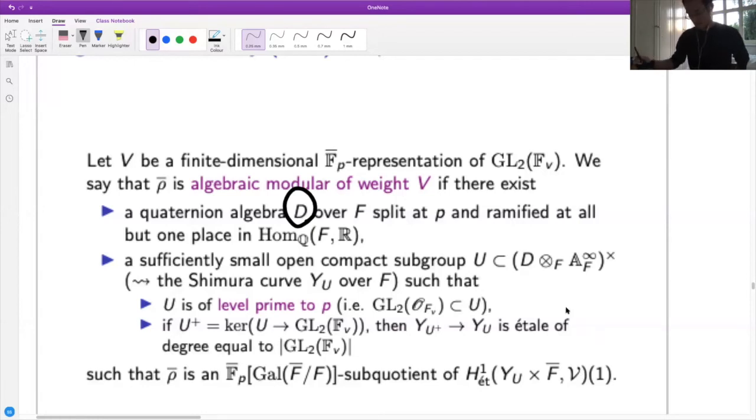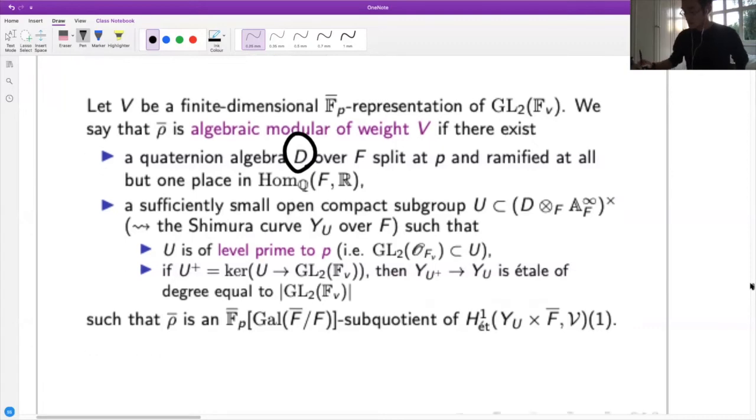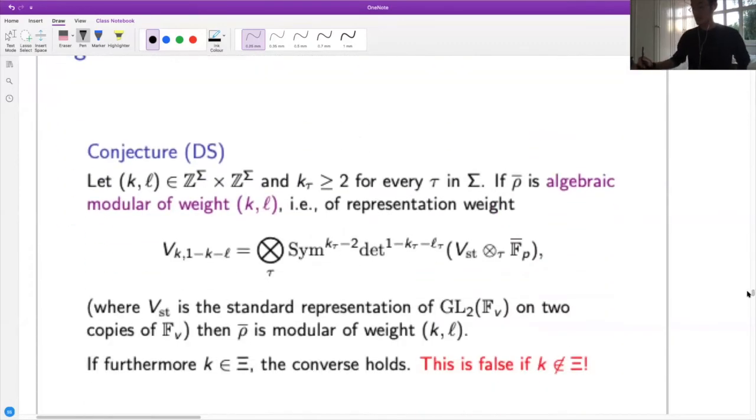So basically the rho bar would appear in the étale cohomology of the Shimura curve, up to some twist, with the coefficient given by the representation V. So here's a conjecture that relates the notion of algebraic modularity to the geometric modularity that I defined. Let KL be a pair of integers, and I assume it to be regular in the sense that every single k tau is greater than or equal to 2. Then if rho bar is algebraic modular of weight KL, then rho bar is modular of weight KL.